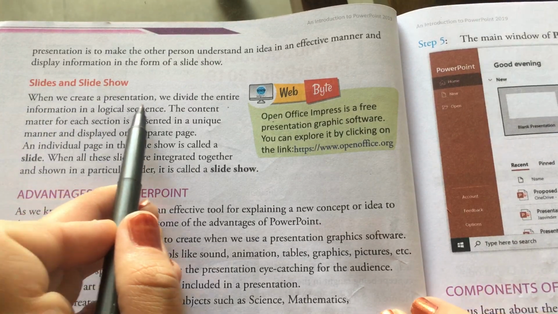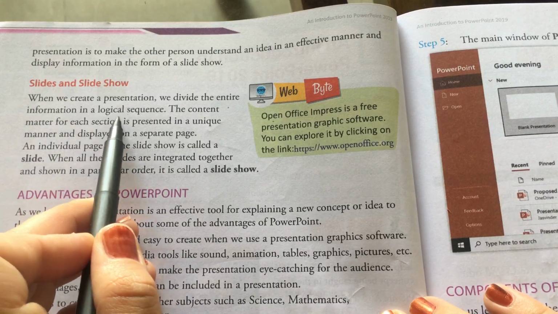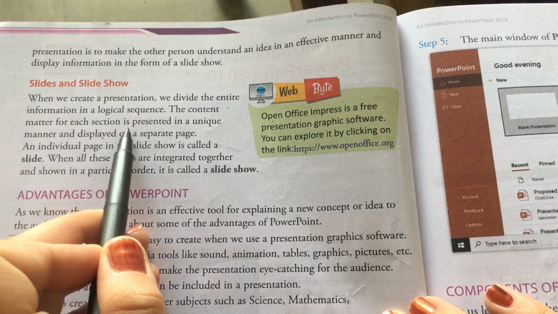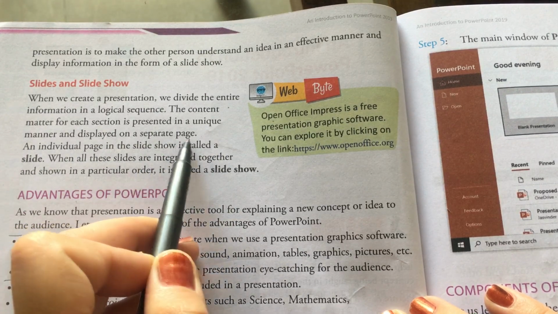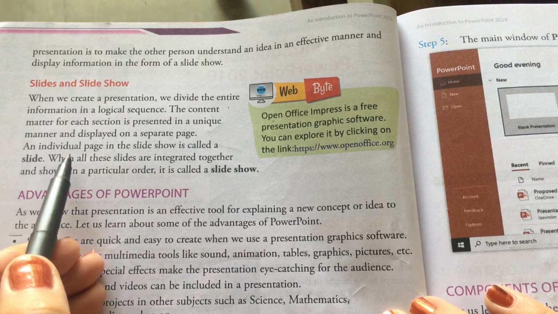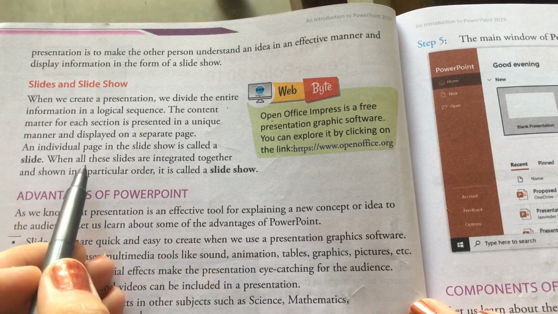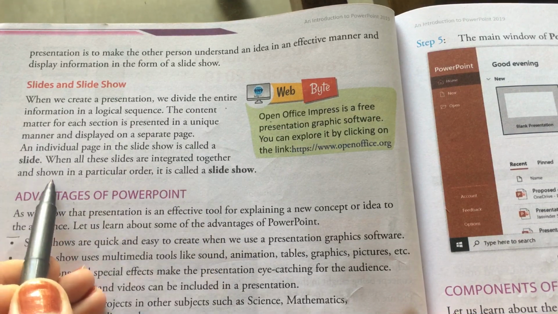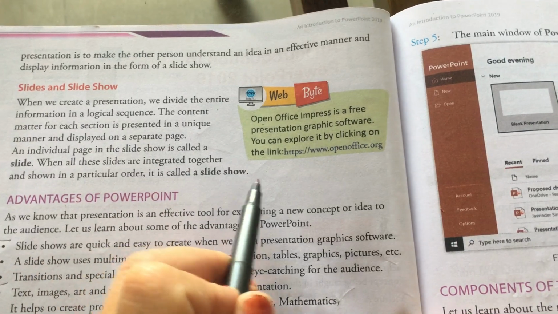When we create a presentation, we divide the entire information in a logical sequence. The content matter for each section is presented in a unique manner and displayed on a separate page. An individual page in the slideshow is called a slide. When all these slides are integrated together and shown in a particular order, it is called a slideshow.